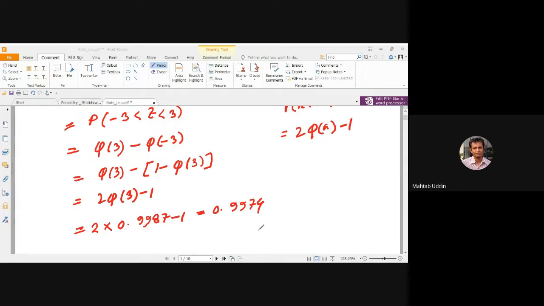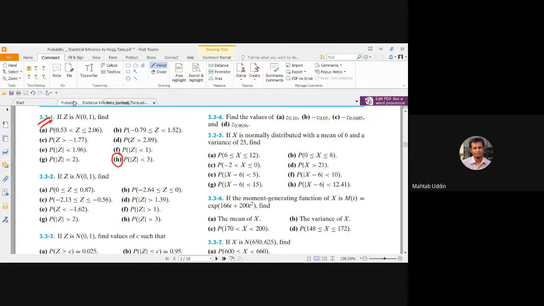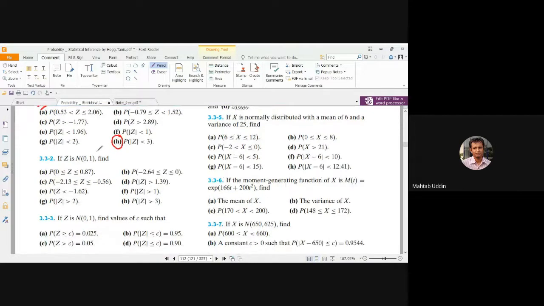So I have solved H. Similarly, you can solve E, F, G. Then in 2, you can see some greater than relations. In 1, we have seen the less than relation. Now we are finding some greater than relations. So I am going to do D. F and G are the same, you have to do them yourself.